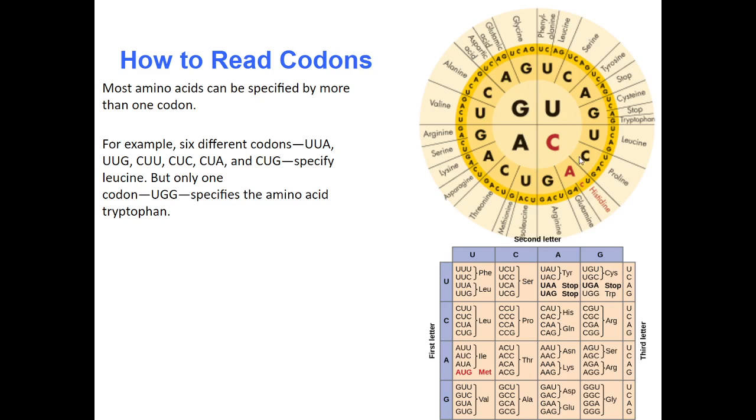Now, I don't like the mandala. I kind of like the square better. Okay, and the square works the same way. The first one was AUG, so the first letter was A, then the second letter was U right there, and then the G, that gives us methionine.